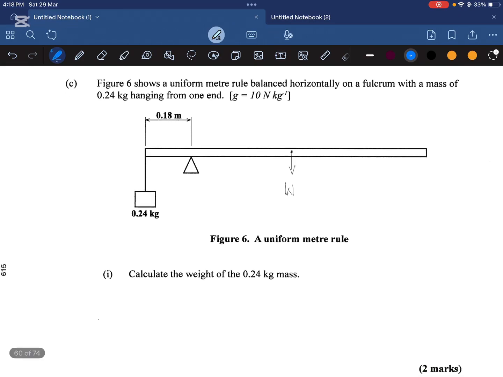So let's tackle the first part, which says calculate the weight of the 0.24 kilogram mass. We know that weight, W, is equal to mass times gravitational acceleration. The mass is already in kilograms, 0.24, and they said to use g as 10. So therefore we get 2.4 Newtons. What this means is that this block has a downward weight of 2.4 Newtons.